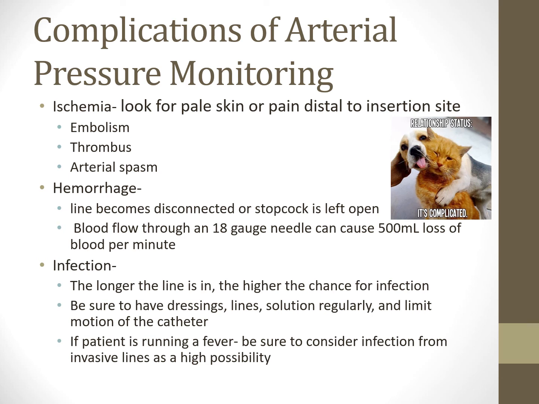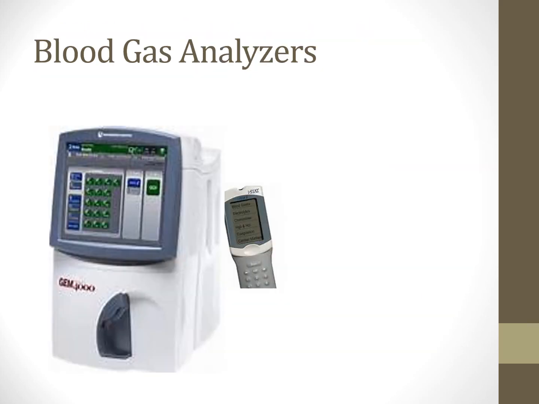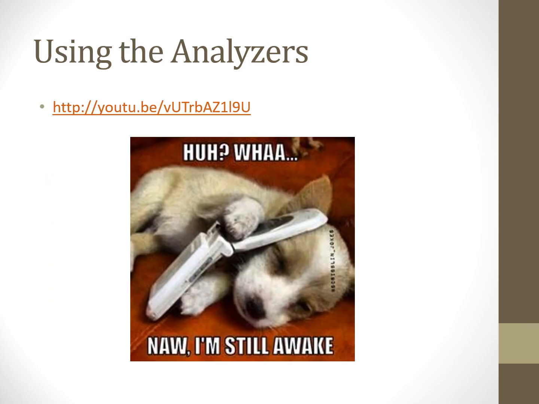Infection: the longer the line's in, the higher the chance for infection. That's why they'll pull it after usually less than a week or so, but each hospital has its own protocol for that. Be sure to have dressings and lines to limit the motion of the catheter. Usually they have those wrist boards. If the patient's running a fever, they might have to go ahead and pull all the invasive lines. Like I said, the central line as well as the arterial line, they might have to pull and culture those just to run them and see what was causing that infection. So something just to be aware of.